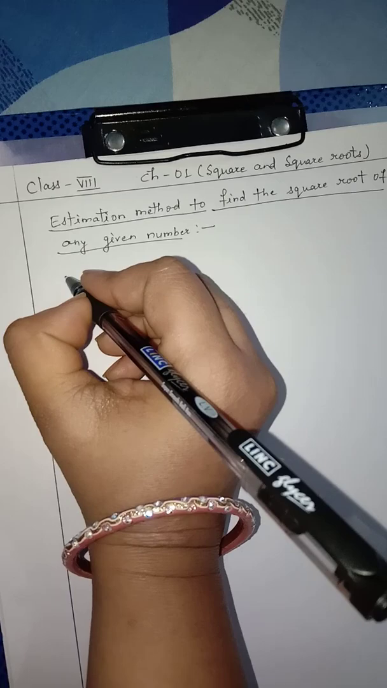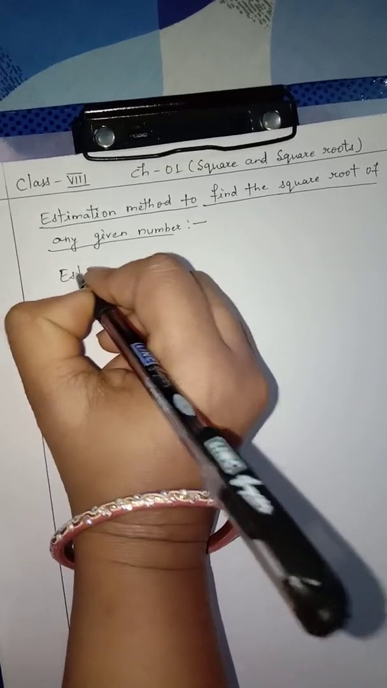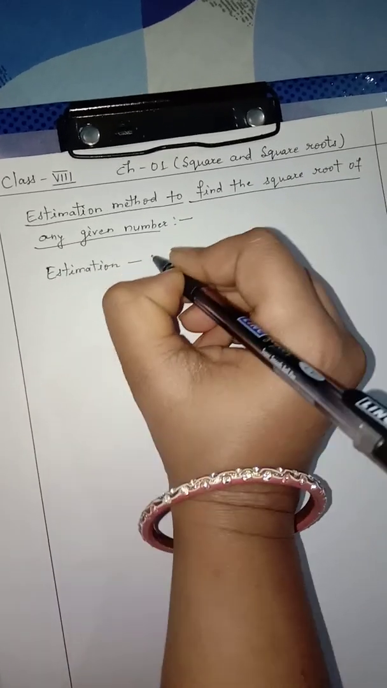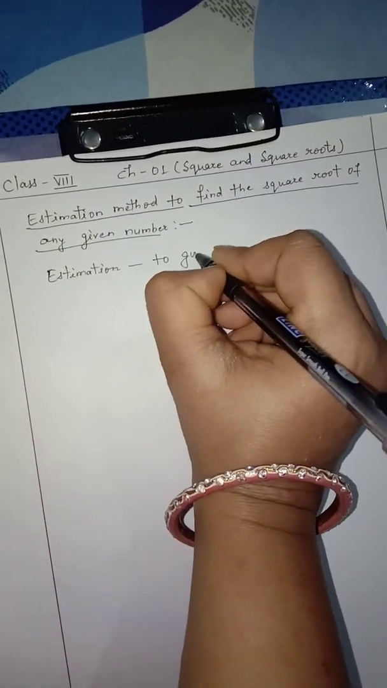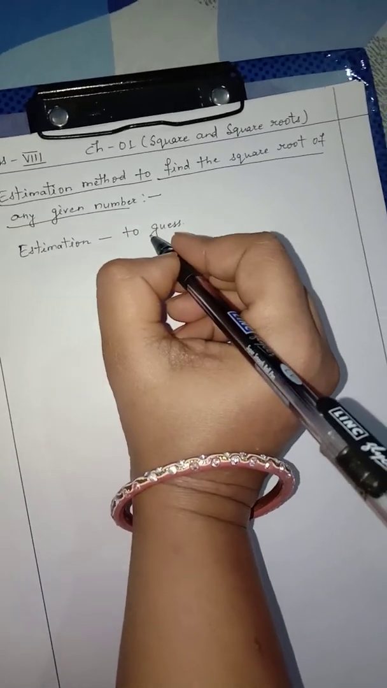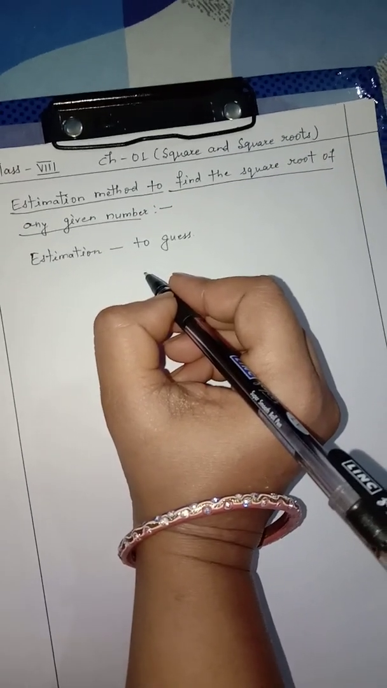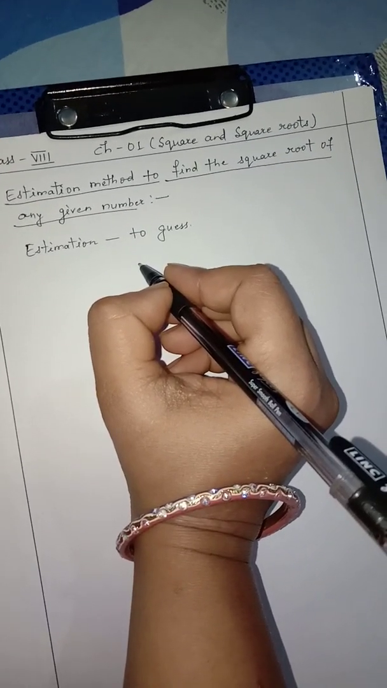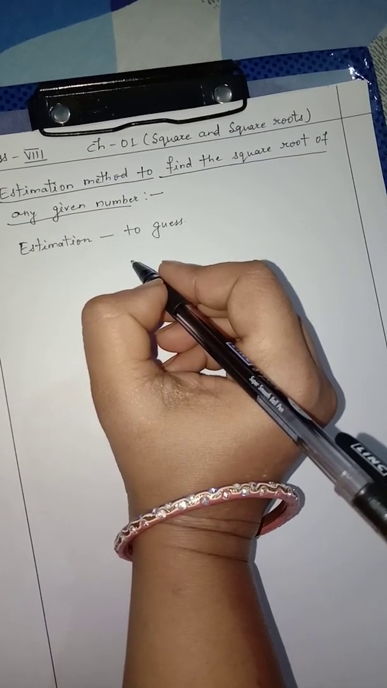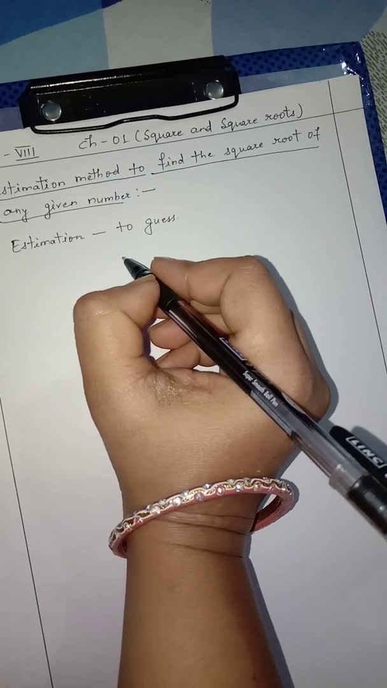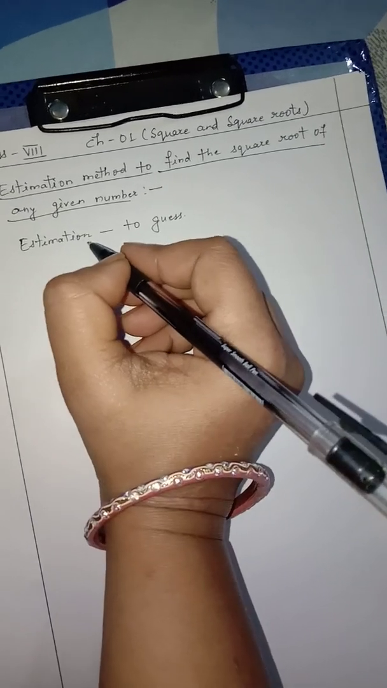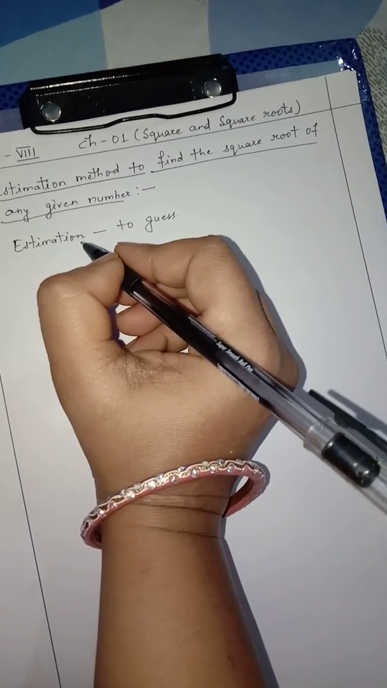First of all, tell me what is the meaning of estimation. Estimation means to guess. And by guessing, we will try to know what is the square root of any given number. Children, in this method, basically we use multiplication. And estimation method is required for those numbers which are not perfect squares. In such cases, we need to estimate the square root.